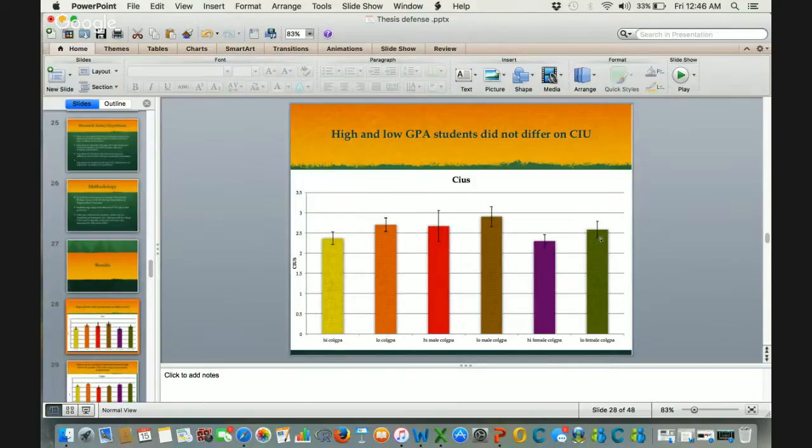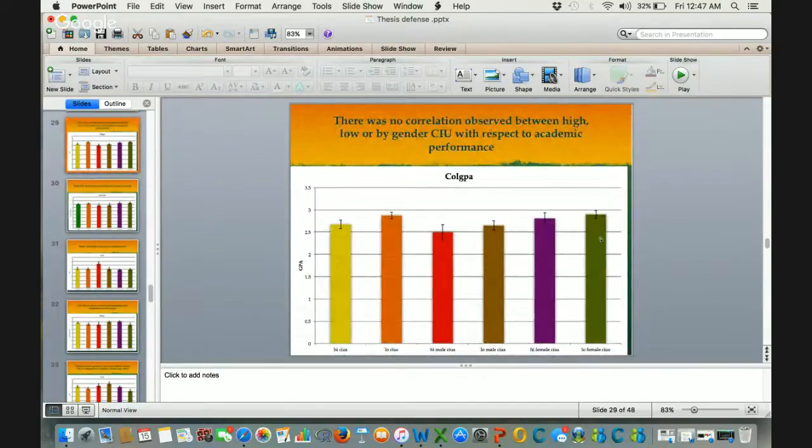So what we did first was we investigated college GPA versus compulsive internet use. And what we saw was students with high or low GPA did not differ in compulsive internet use. Then we looked at the compulsive internet use, and whether there was any relationship between that and GPAs, and we also didn't see any correlation observed from our data.